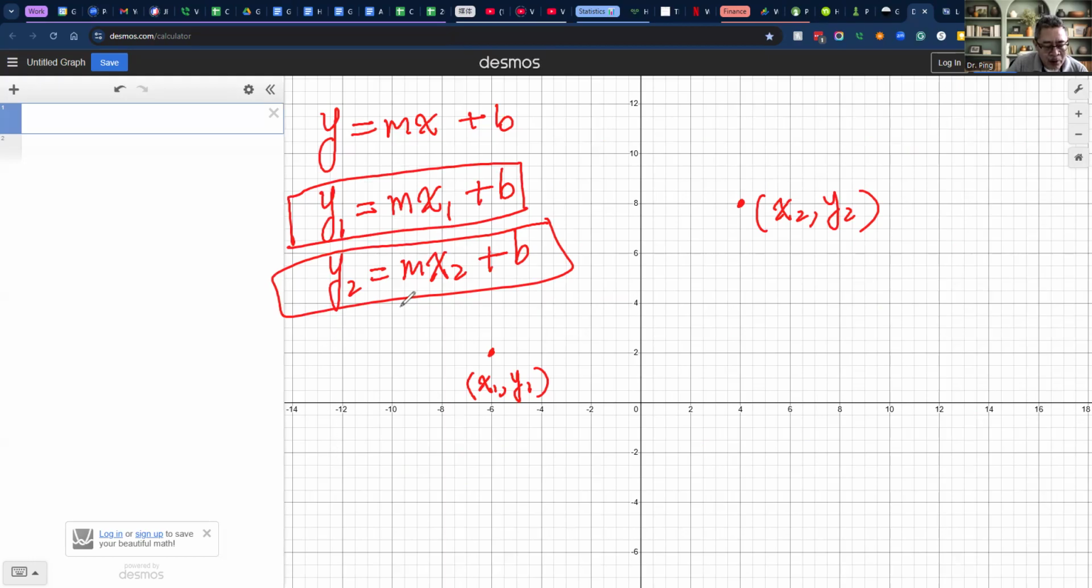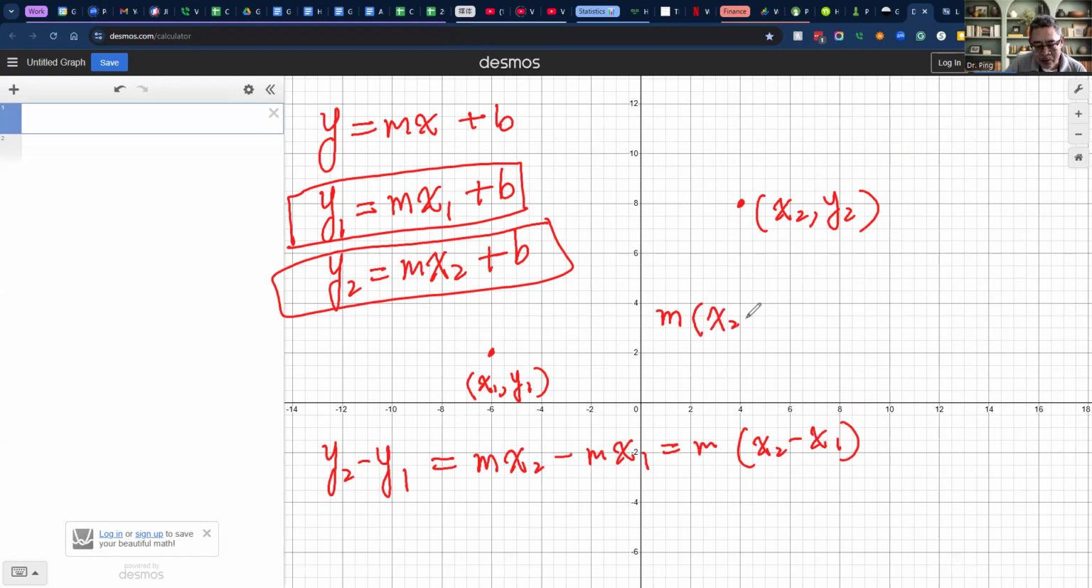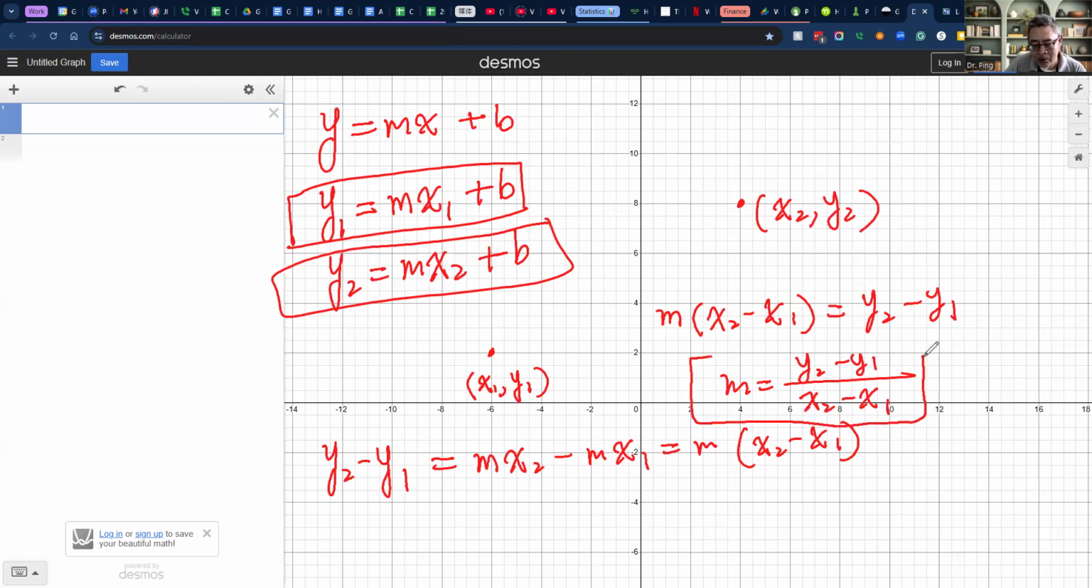What we got here is, on one side, y2 minus y1. On the other side, b is cancelled. This is mx2 minus mx1, which gives us m times (x2 minus x1). So I'm going to swap this equation. We got m times (x2 minus x1) equal to y2 minus y1. So m is actually equal to (y2 minus y1) over (x2 minus x1). Well, this is something familiar to us. We learned it last time. This is our slope formula. So that's why we call m the slope, because we got exactly the same formula as the slope formula.